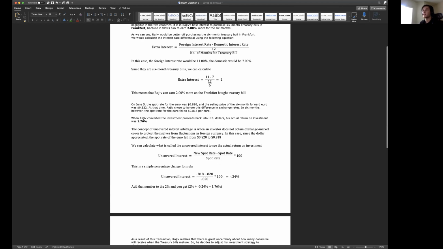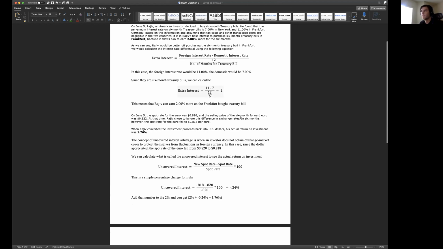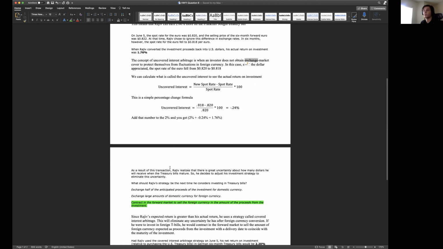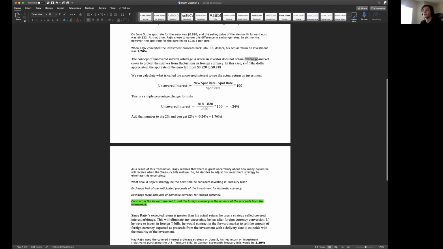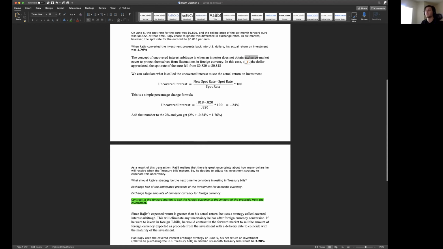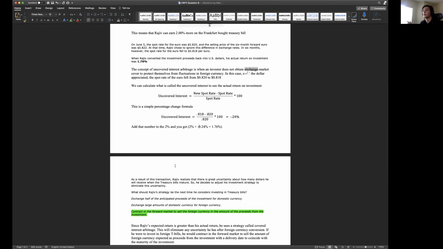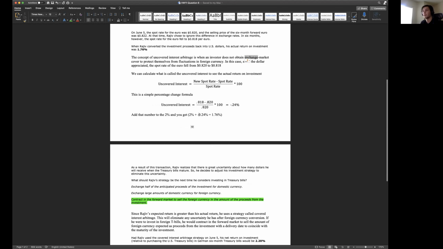Now, in this case, I believe he didn't obtain an exchange market contract to protect himself from fluctuations in foreign currency. So he's not taking that into account. As a result of this transaction, Rajiv realizes that there is greater uncertainty about how many dollars he will receive when the treasury bill matures. So he decides to adjust his investment strategy to eliminate this uncertainty, the uncertainty of the fluctuations in foreign currency.